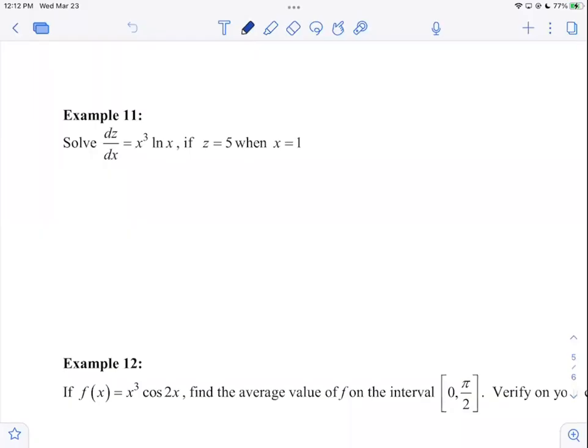All right, so you do have 5 questions. I think there's one on there that's like this. We'll do example 11. It says solve dz dx equals x cubed ln of x if z equals 5 when x equals 1.